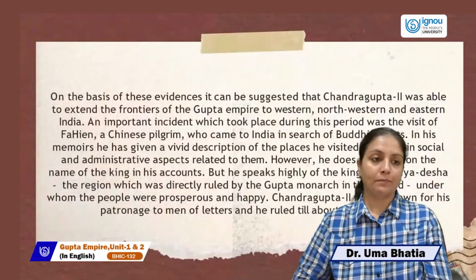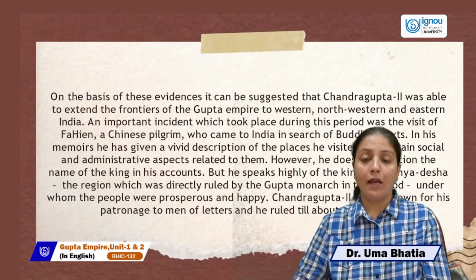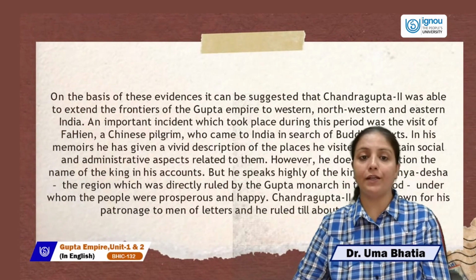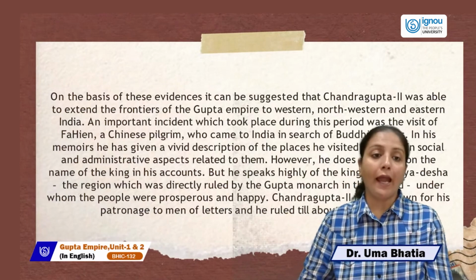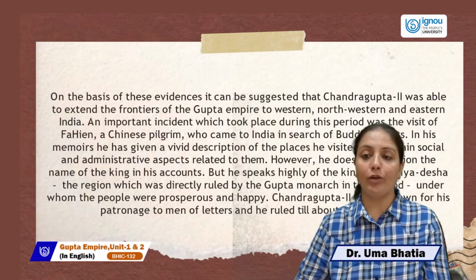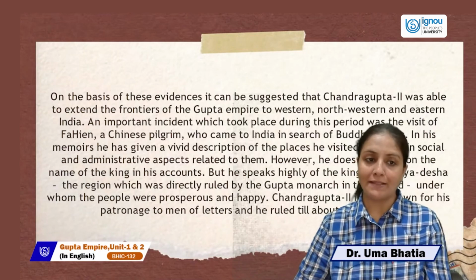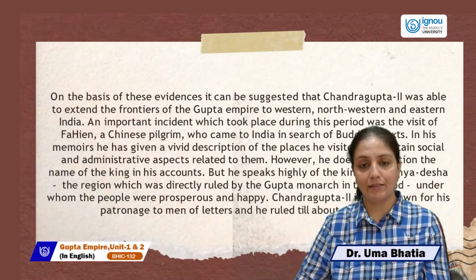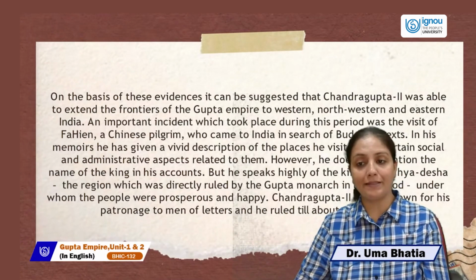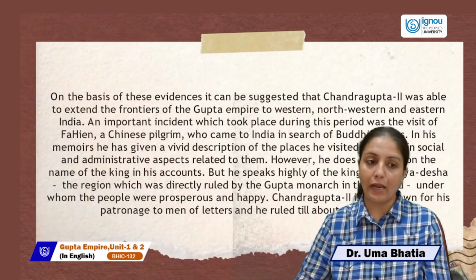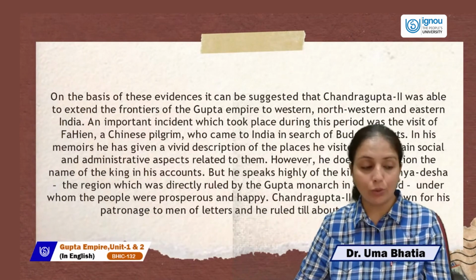On the basis of this evidence, it can be suggested that Chandragupta II was able to extend the frontiers of the Gupta Empire to western, north-western, and eastern India. An important incident which took place during this period was the visit of Faxian, a Chinese pilgrim who came to India in search of Buddhist texts. In his memoirs, he has given a vivid description of the places he visited and certain social and administrative aspects related to them.